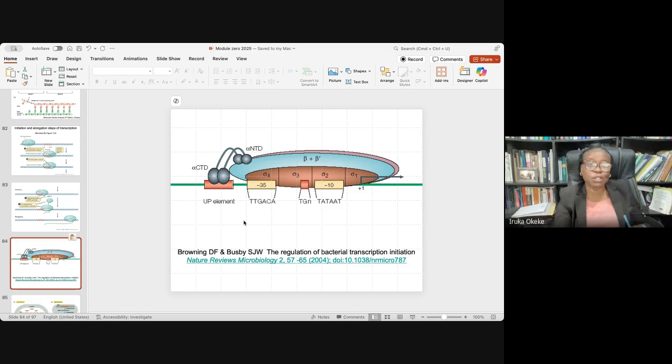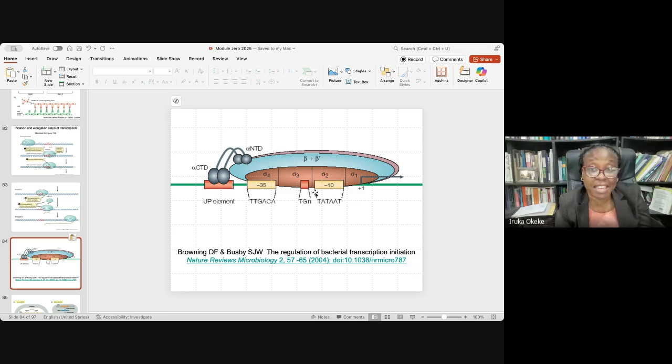So sometimes we refer to something as a good promoter because the site here is very similar to the sequence here. Site here, very similar. There's a site in between that is TGN, and there's an up element. That's a strong promoter that sigma would like to sit on. But there are weak promoters.